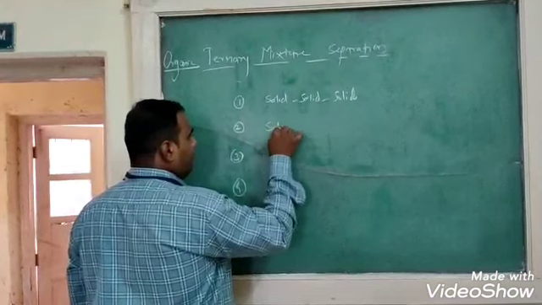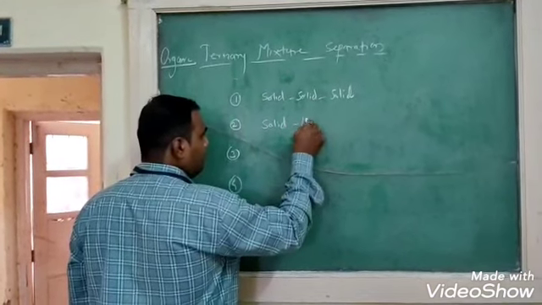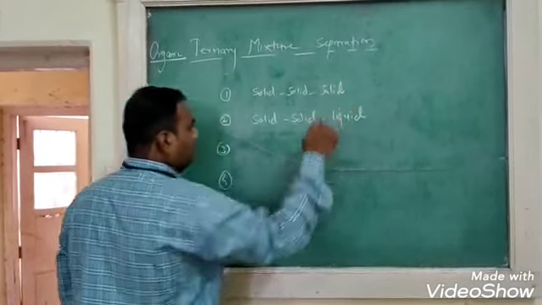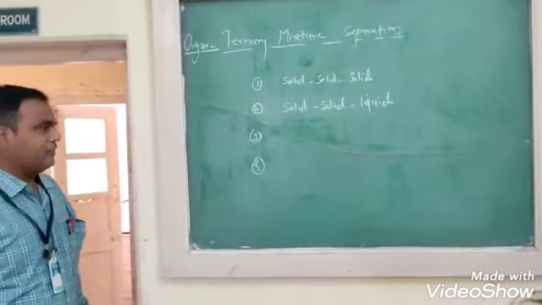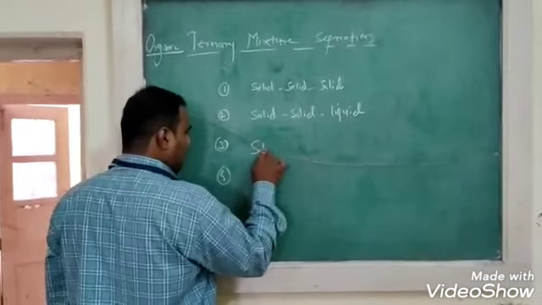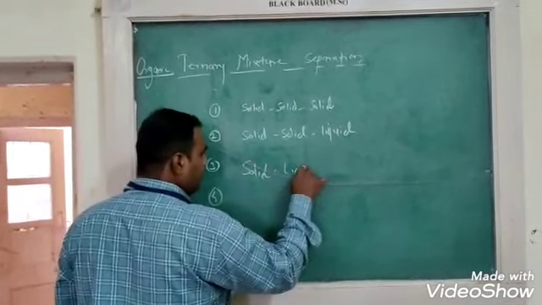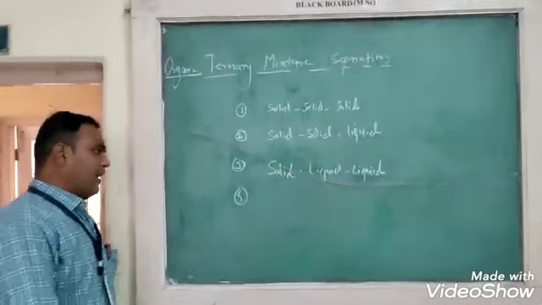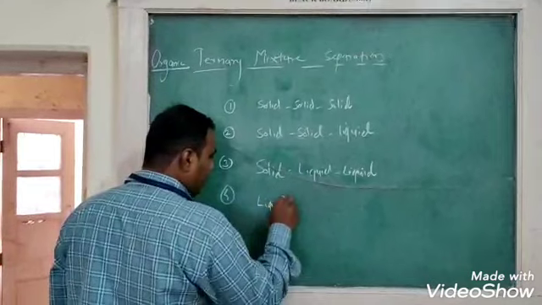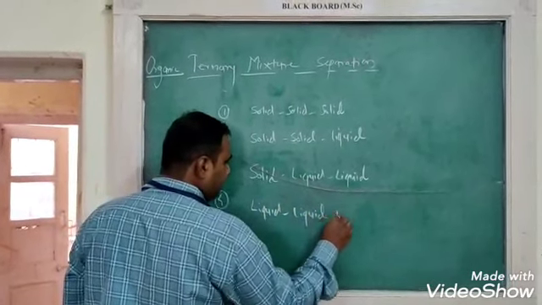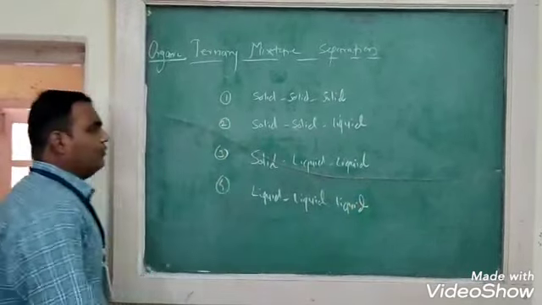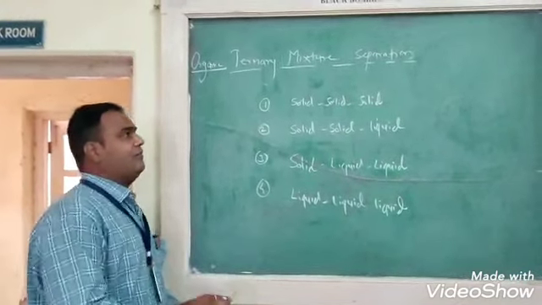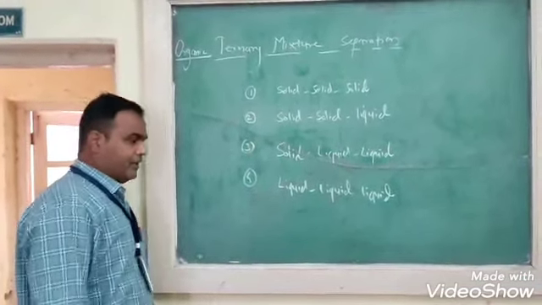Now the second type of nature is solid and liquid. This is another nature of this ternary mixture. In the third case, one solid and two liquids are present. This nature is also known as solid, liquid, liquid. And last is liquid, which means all three components are liquid in nature. So these are the main four different natures of the organic ternary mixture.